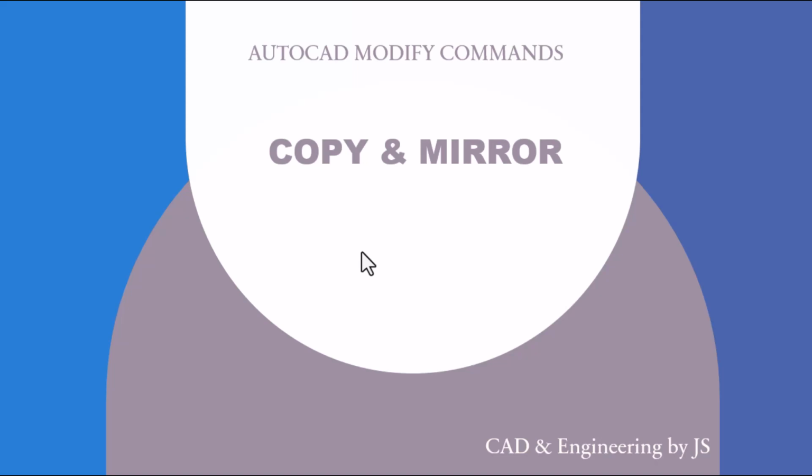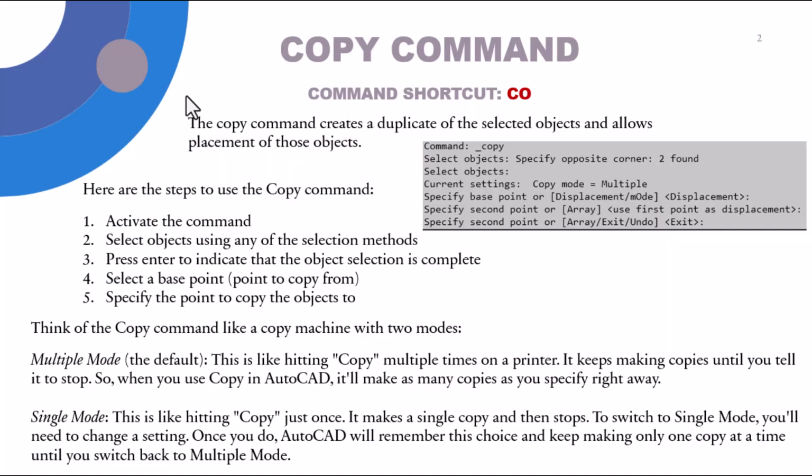Today we're going to review the copy and mirror command. The copy command creates duplicates of the objects and allows us to place them in the drawing. The shortcut for this command is CO, and the steps when you use the copy command are very similar to other commands in the modify group.